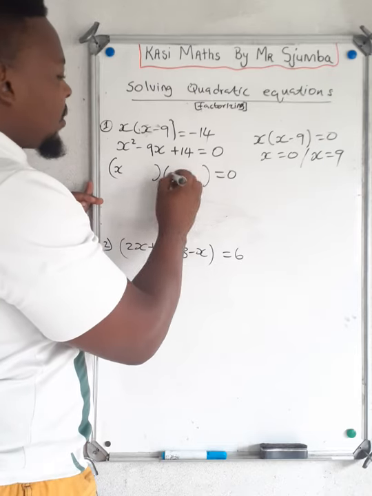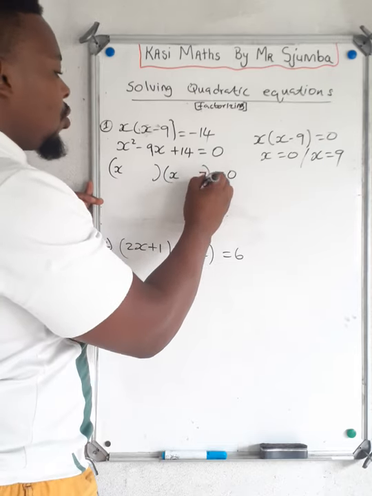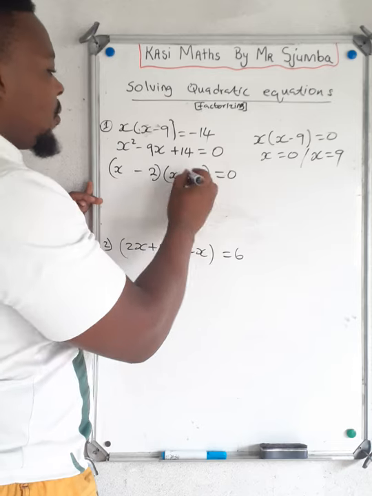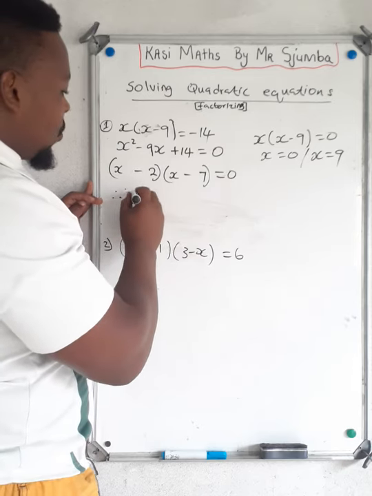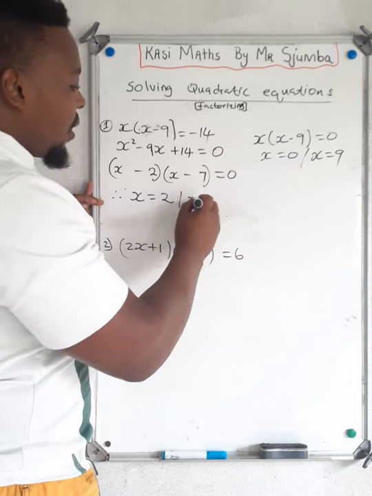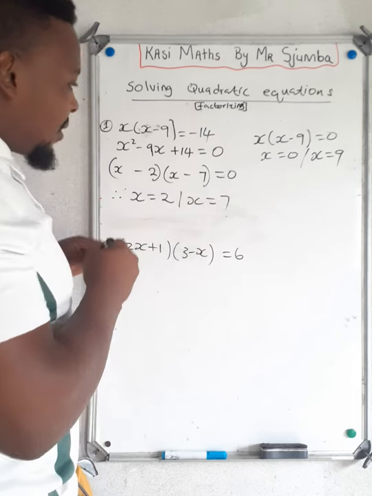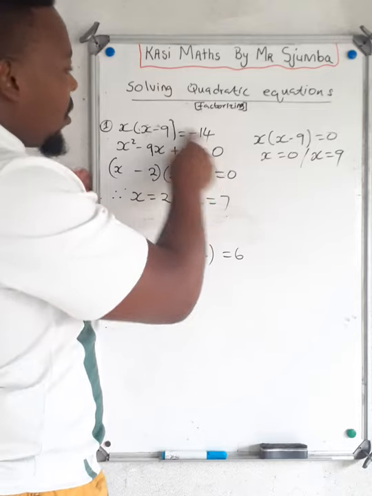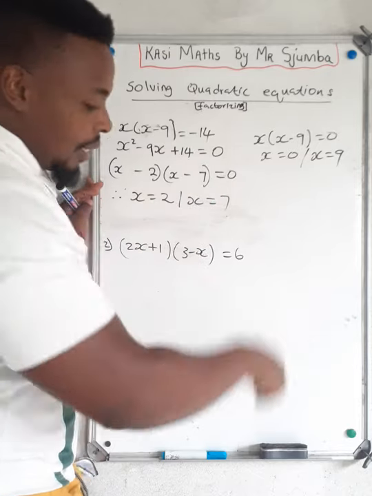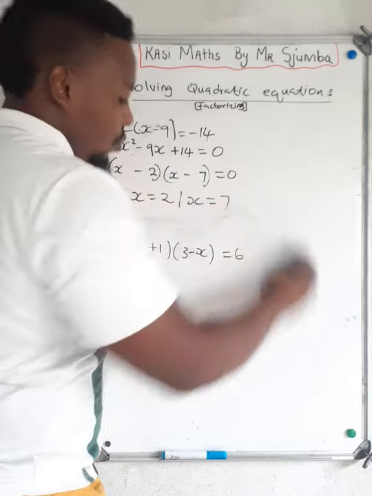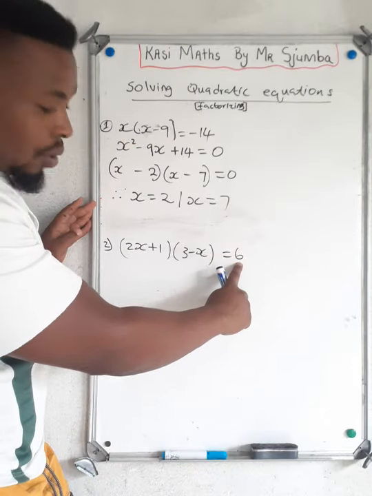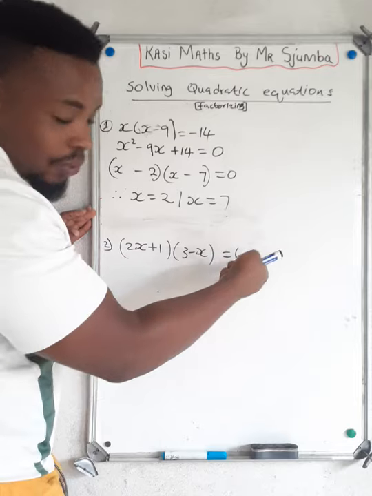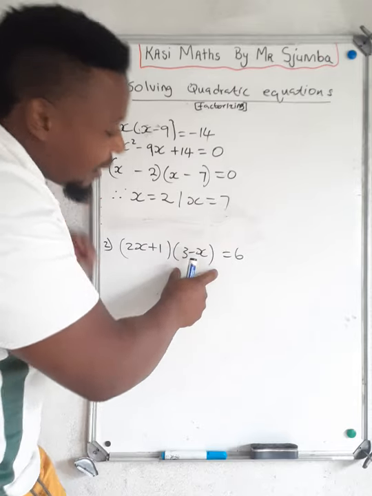Then the first one, x and x, and the factors of 7 and 2, both negative. Now I'm going to factor that. Then the answer is x will equal to 2, and x will equal to 7. So we multiply out so that we have the equation equal to 0. Check it out: the left bracket equals to 0 or the other bracket equals to 0.